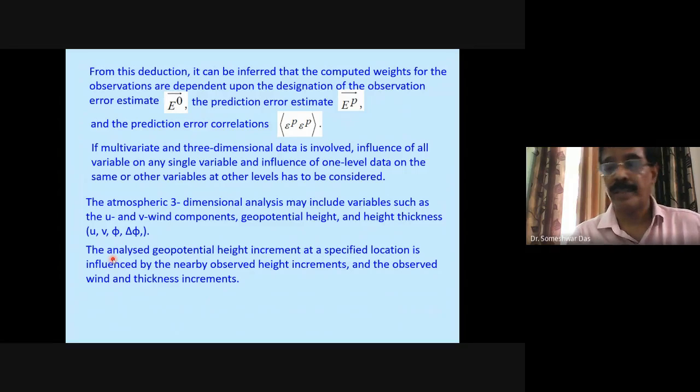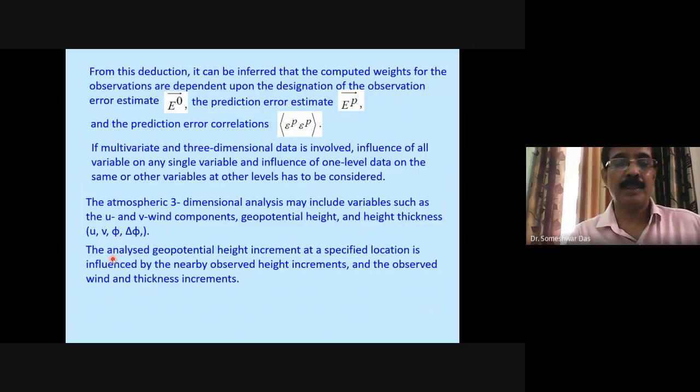And that is also true in nature, right? If you just think that if there is a vortex or cyclonic circulation, the geopotential will decrease, right? It will have a lower geopotential because pressure will decrease there. So the wind field is related to the geopotential.